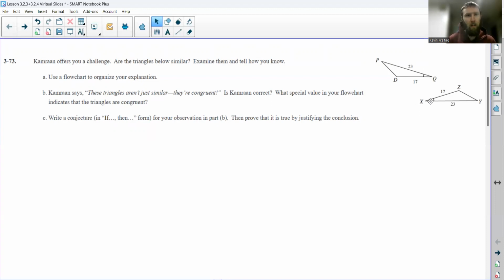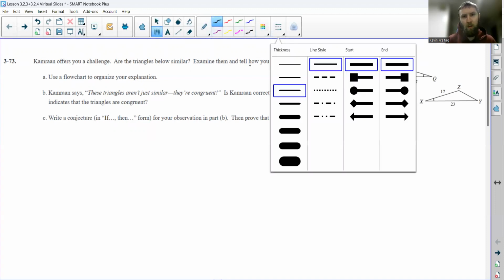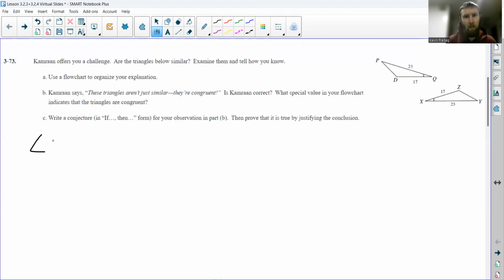All right, so for today, to make my life a little bit easier, I am actually going to be drawing out my own little flowchart bubbles here. So the first thing that I know based on this picture, if I'm trying to prove the triangles are similar, is that angle Q is congruent to angle X. That's the proper notation there, angle Q congruent to angle X. That's in one of my flowchart bubbles here.